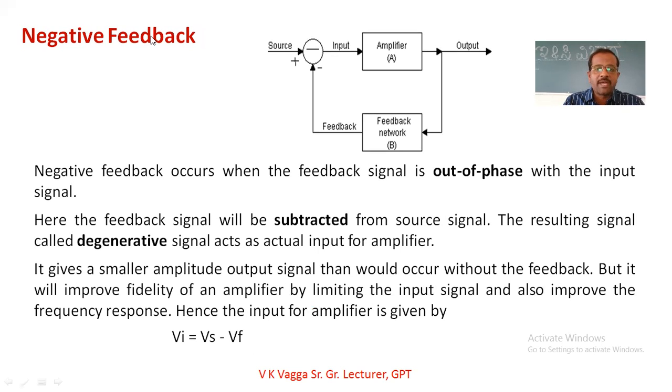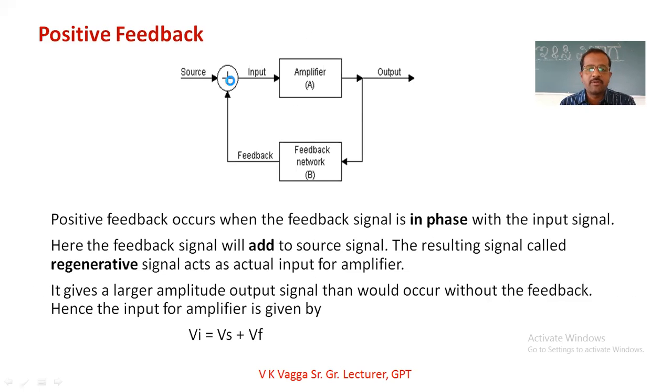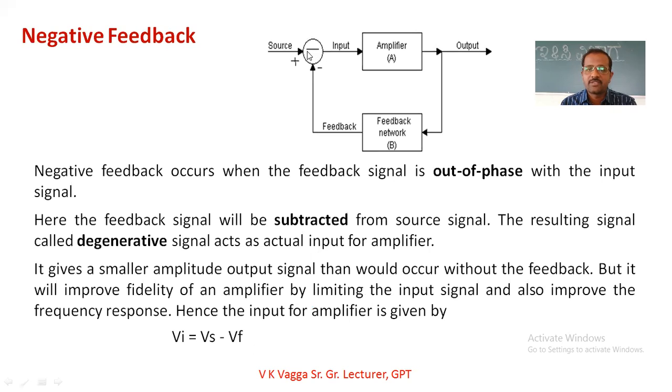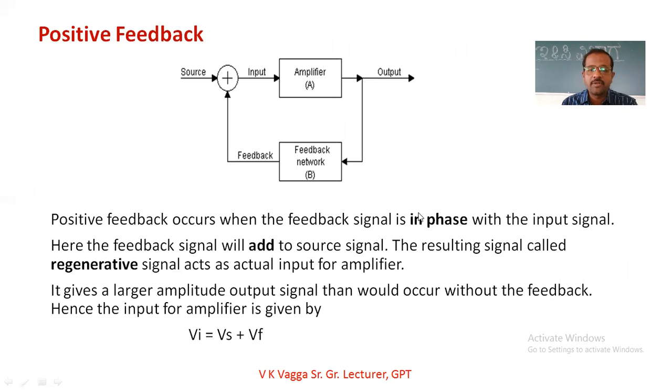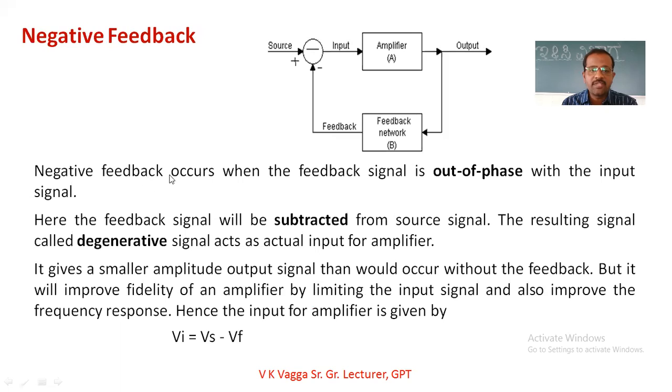And if you take negative feedback, the only difference compared with positive feedback is that it is subtracted. Again it has the source input, the feedback input, an input for the amplifier and an amplifier output, and some part of the output is again taken as feedback and inputted to the subtractor. Negative feedback occurs when the feedback signal is out of phase with the input signal. In the case of positive feedback it is in phase, but in negative feedback it is out of phase with the input signal.